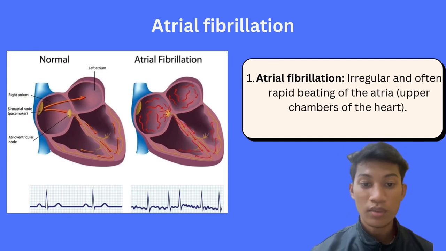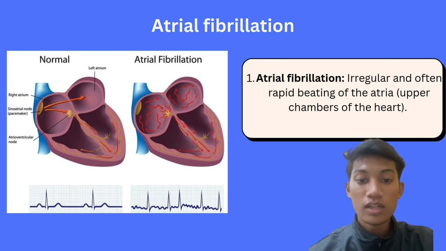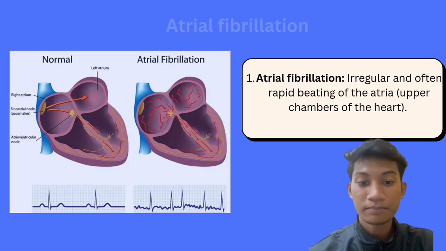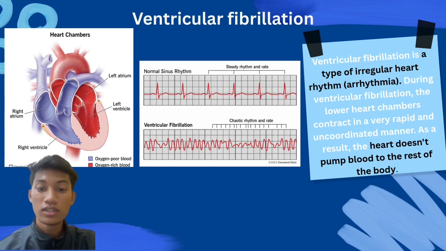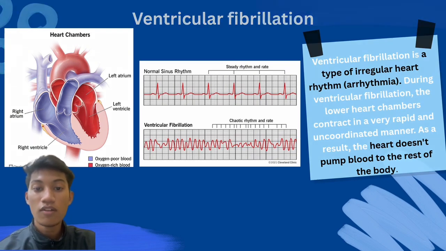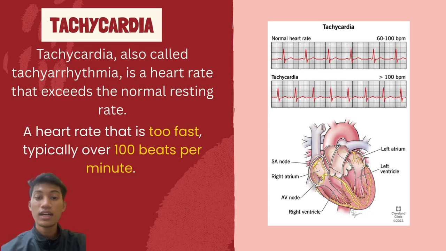Atrial fibrillation. Atrial fibrillation is an irregular and often rapid beating of the atria, the upper chambers of the heart. Ventricular fibrillation. Ventricular fibrillation is a type of irregular heart rhythm, arrhythmia. During ventricular fibrillation, the lower heart chambers contract in a very rapid and uncoordinated manner. As a result, the heart doesn't pump blood to the rest of the body. Tachycardia. Tachycardia, also called tachyarrhythmia, is a heart rate that exceeds the normal resting rate.